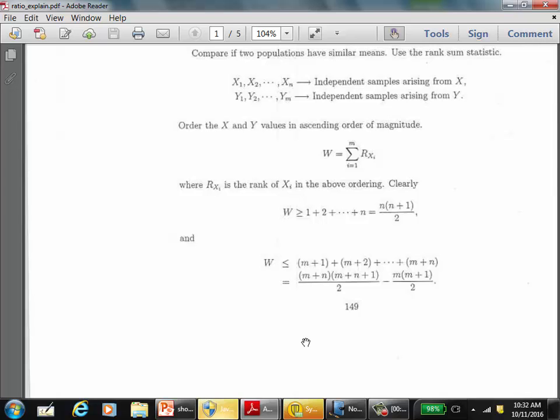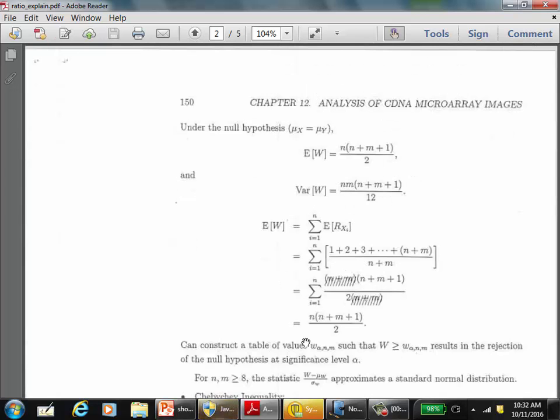So what is the mean of W? All right, we can calculate what the mean of W will be under the assumption that both the populations have the same mean. So the null hypothesis is that the two populations have the same mean, mu x equals mu y. Under the null hypothesis, we can calculate that the expected value of this random variable W is going to be n times (m plus n plus 1) over 2, and the variance of W is nm times (m plus n plus 1) over 12. You can do this calculation, and let me show you one of them.